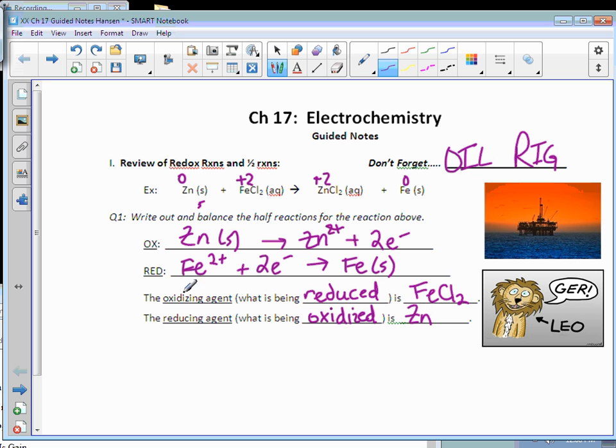The reducing agent is just the opposite. It's what's being oxidized. So by losing electrons, you must be giving them to someone else. So therefore, zinc is the reducing agent. We'll try to limit how much we use that terminology, but it's definitely something that you want to get clarified. All right, so that's an easy little recap.